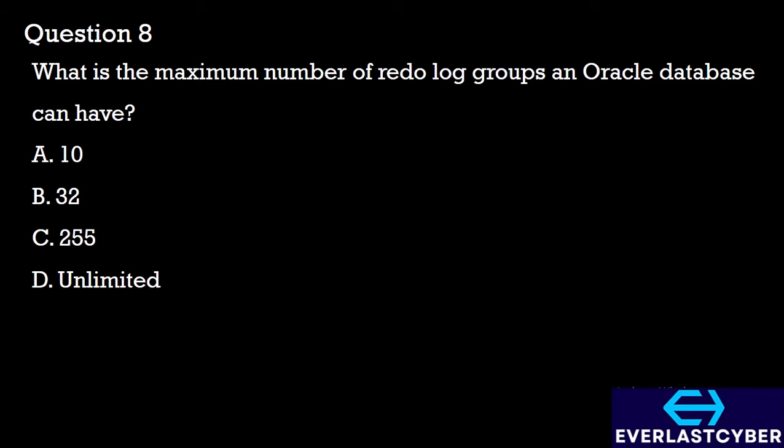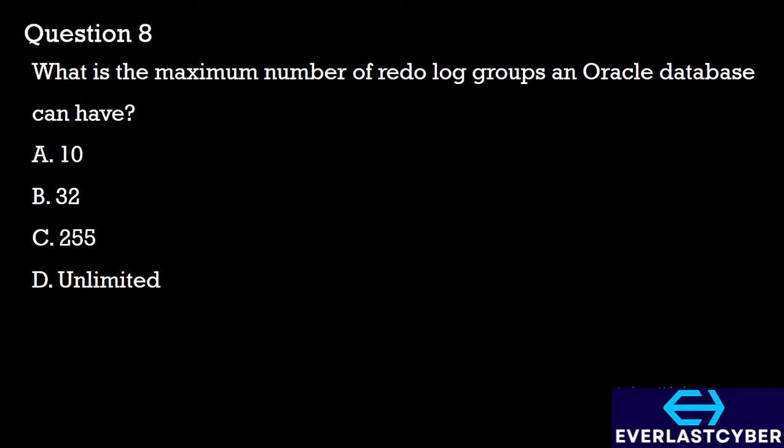An Oracle database can have a maximum of 255 redo log groups. Each log group contains one or more redo log members, and the groups are used in a cyclic manner to store redo log entries. These log groups are essential for ensuring that changes to the database can be recovered in case of a failure or a system crash. So Oracle automatically switches between redo log groups as each one fills up, and then the filled groups are archived. That is, if archiving is enabled.